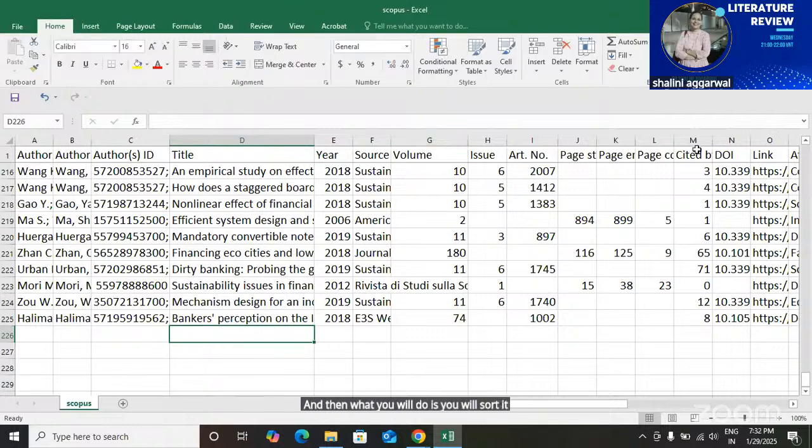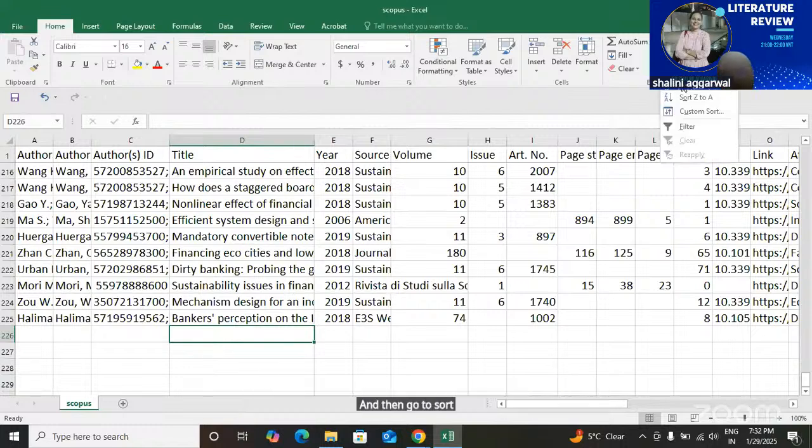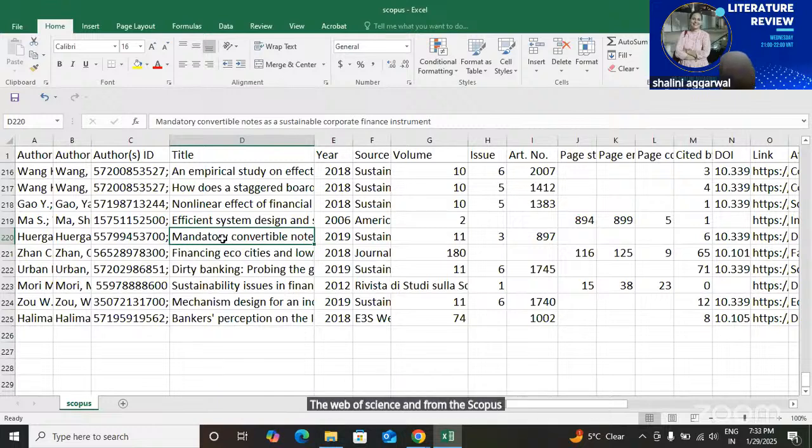Then you sort it on the basis of the title. Like you merge two files: you have the Scopus file, so you put the Scopus file over here, and then you write from here the documents of the Web of Science. And this title should come here from Web of Science as well, and then go to sort. Sort A to Z, or Z to A, whatever you want. What will happen is the two papers will come at the same place, the Web of Science one and the Scopus one. Are you able to understand?